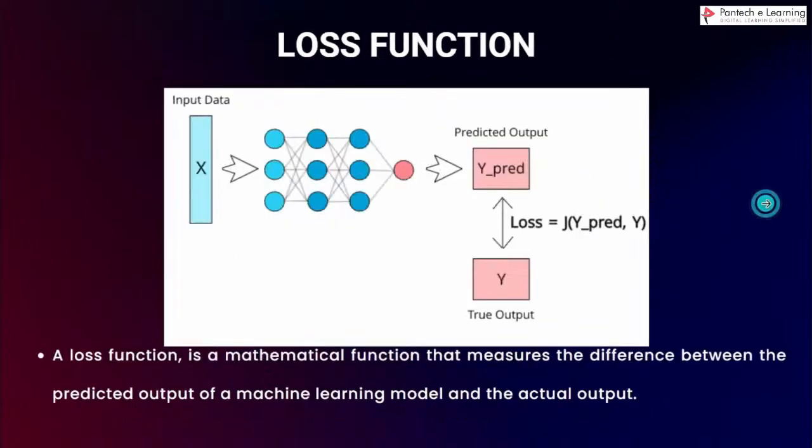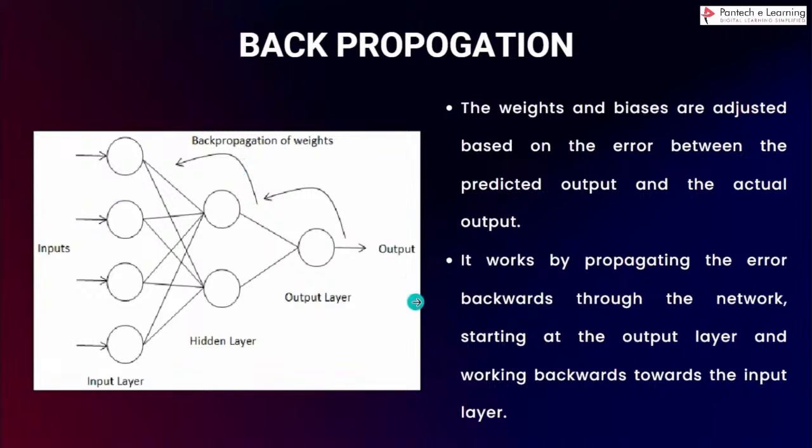The output will be obtained and the loss function will be calculated. Once again it will go back to update the weights so that it can improve on its own. That's what this neural network is.